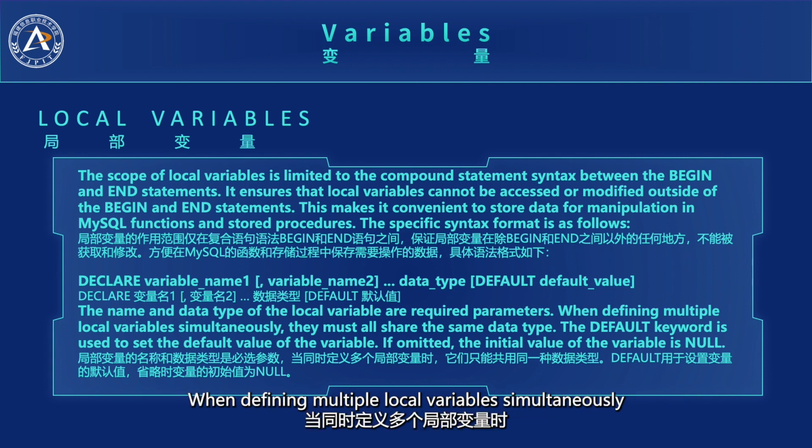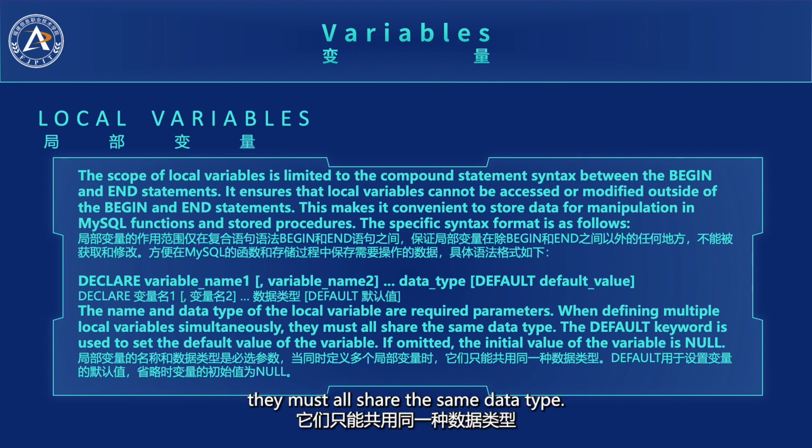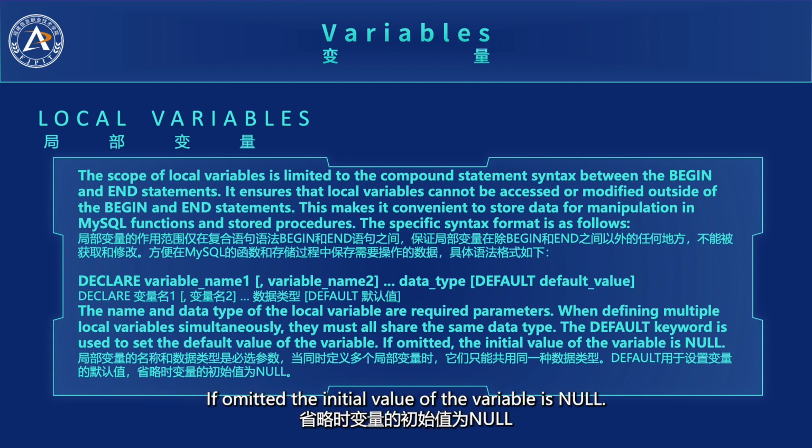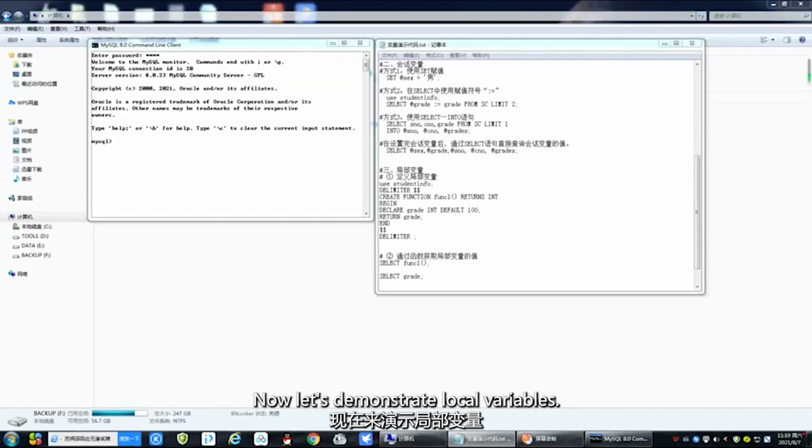When defining multiple local variables simultaneously, they must all share the same data type. The default keyword is used to set the default value of the variable. If omitted, the initial value of the variable is null. Now let's demonstrate local variables.